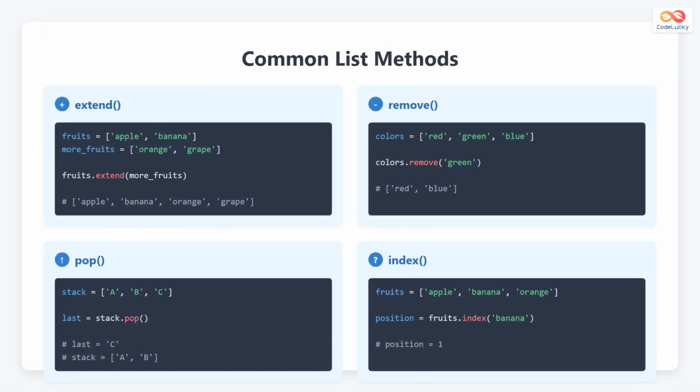Python lists come with a variety of built-in methods that you can use to modify and manipulate lists. The extend method adds the elements of one list to the end of another list. The remove method removes the first occurrence of a specified value from the list. The pop method removes and returns the last element from the list. The index method returns the index of the first occurrence of a specified value in the list.